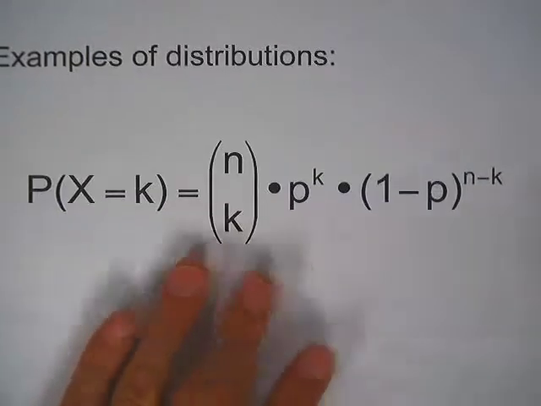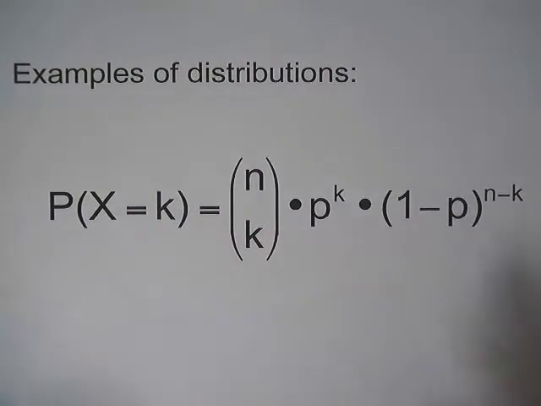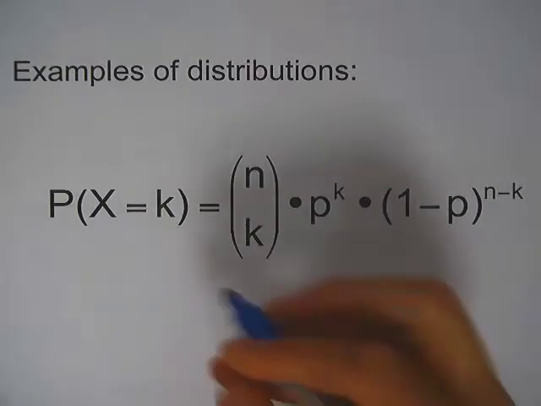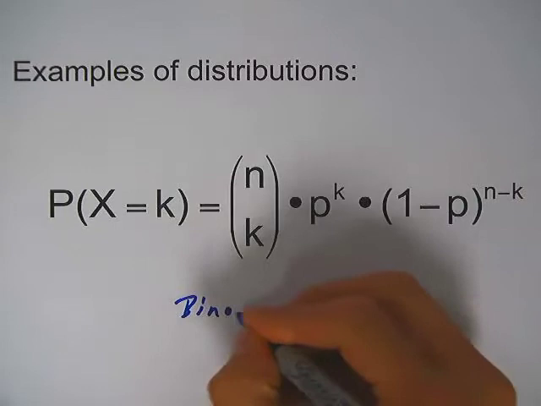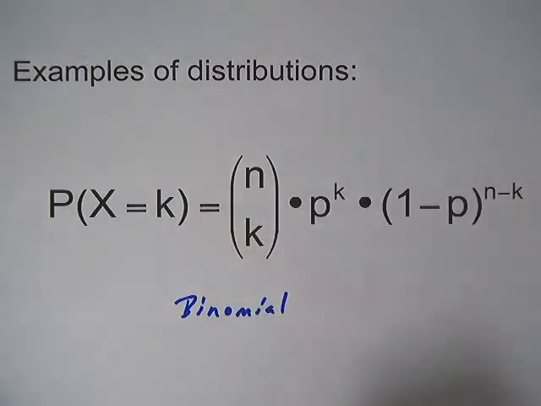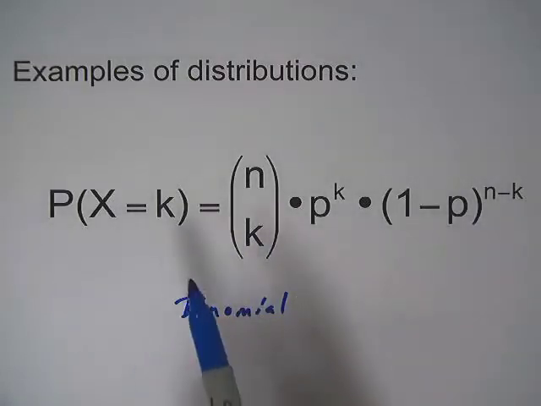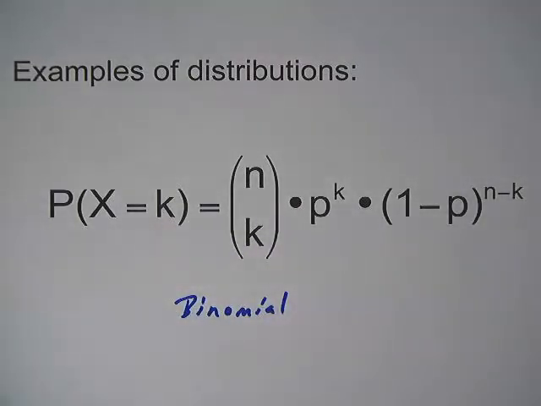We said there are also sometimes formulas that are distributions. This is a formula for what's called the binomial distribution. Again, it's not important that you understand where this formula comes from or what it tells you. I just wanted to provide you with an example of a formula that helps model a distribution.